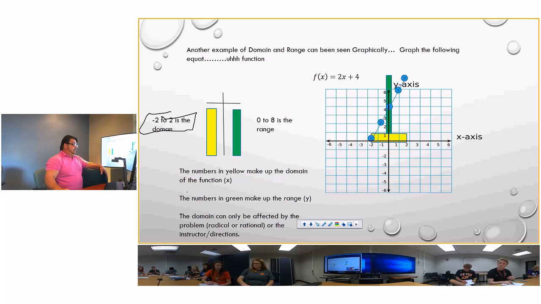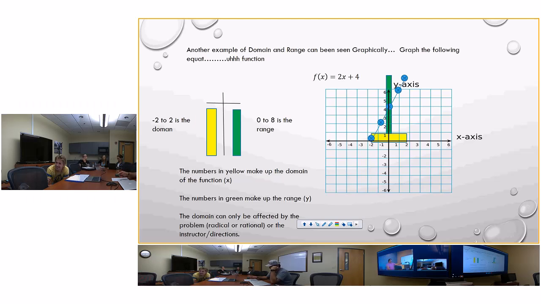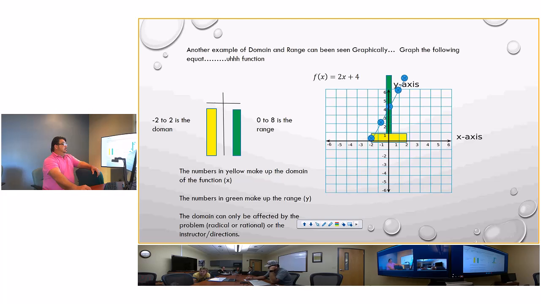No, forget it. I can't do this. This mouse just doesn't work right. There. -2 to 2 is the domain. And I set that up as the teacher, or the homework, or the test directions set that up. If it's not set up by those three entities, then it's just all real numbers. You can use any number you want to, unless the function doesn't let you. And that is in case of a fraction or a radical.